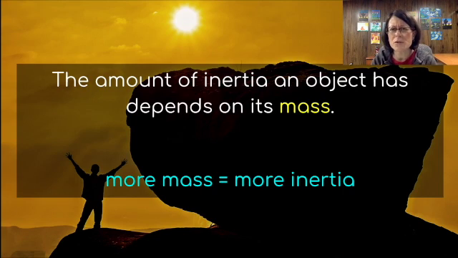Now, to distinguish between these terms, let's talk about a few different things. First of all, the amount of inertia an object has depends on its mass. More mass equals more inertia. Here, there is this big boulder. In order to get it started, you would have to have a really big force because it has a lot of mass. But once it's going, it's hard to stop because of all that mass as well. Compared to, say, a feather, which has very little mass, it's very easy to start it in motion, and because of that little mass, it's very easy to stop its motion. So the more mass, the more inertia.